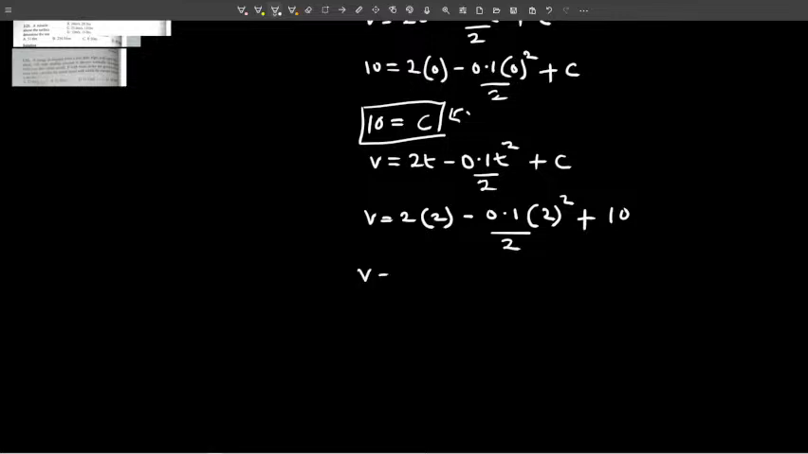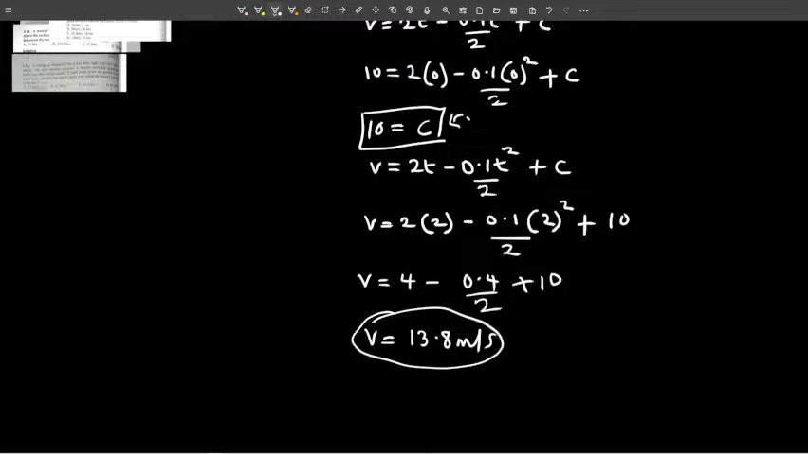This will give me v equals 4 minus, let's simplify this. 2 squared will give me 4, 4 times 0.1 will give me 0.4 over 2, plus 10. So 0.4 divided by 2 gives me 0.2. So 4 minus 0.2, then plus 10, everything there should give me about 13.8. So the answer here is 13.8 meters per second.